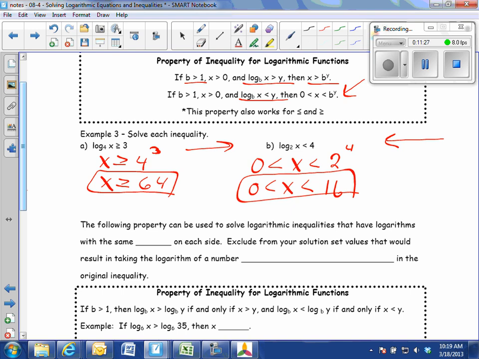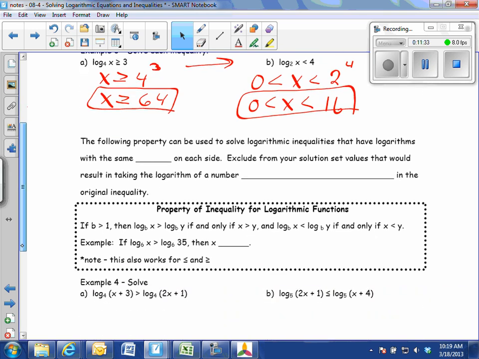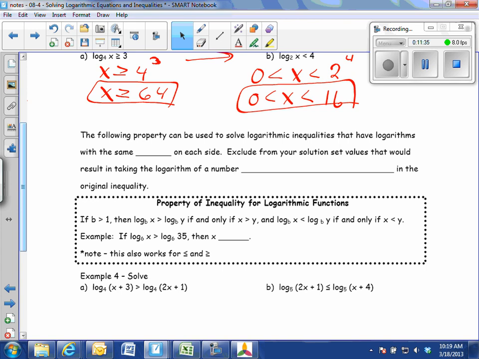Are there these problems except like these ones? These are pretty much what we're doing. Yep. Okay, the following property can be used to solve logarithmic inequalities that have logarithms with the same base on each side.